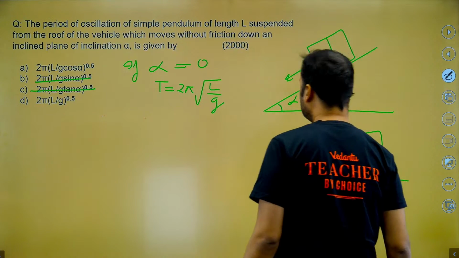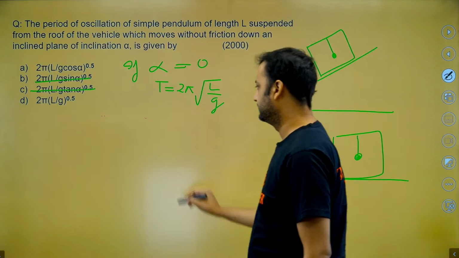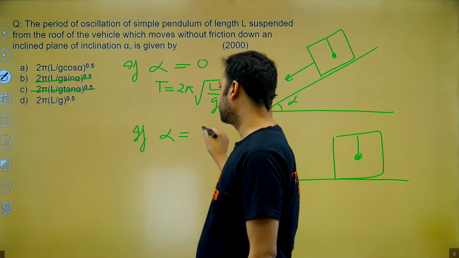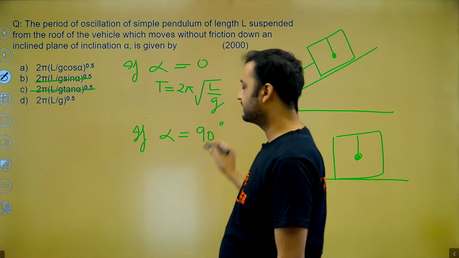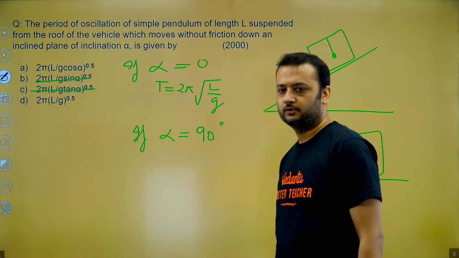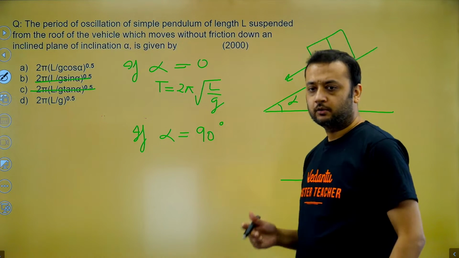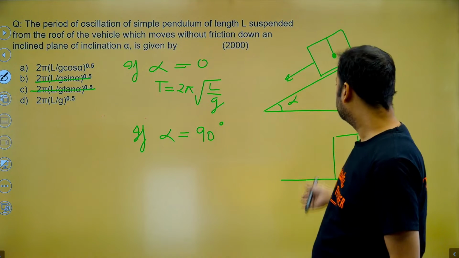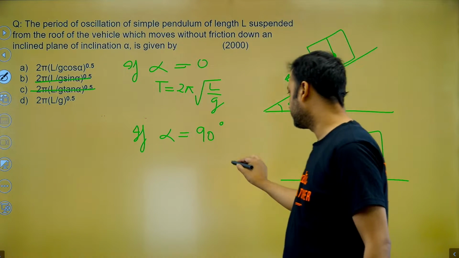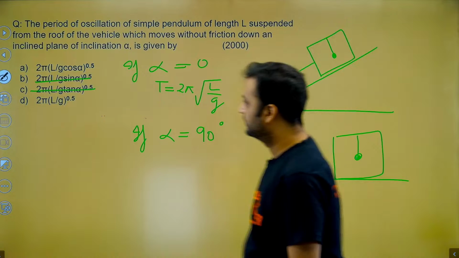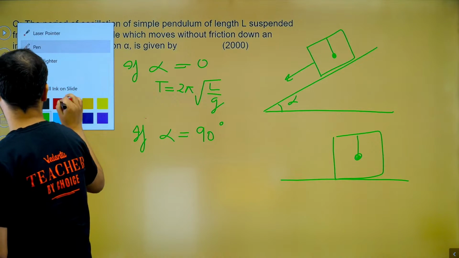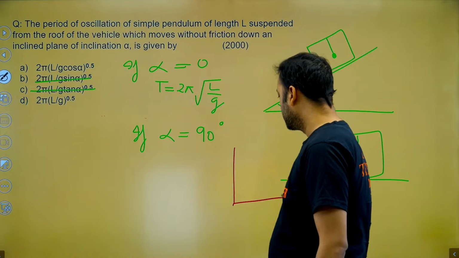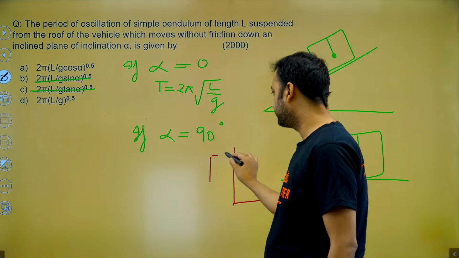What happens if alpha becomes 90? Think carefully. We are checking extreme values. Remember, I had written one point that says check for extreme values, right? Now if alpha becomes 90 degrees, this inclined plane has become vertical sort of. Think logically. I'll draw with the red color. So that means this vehicle will be in a free fall.